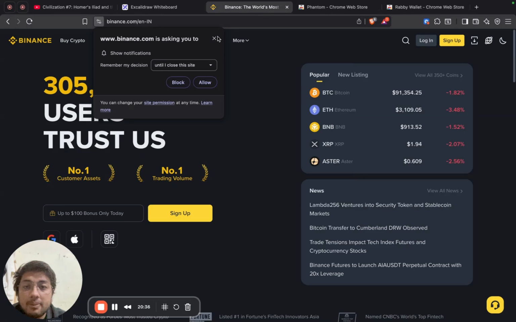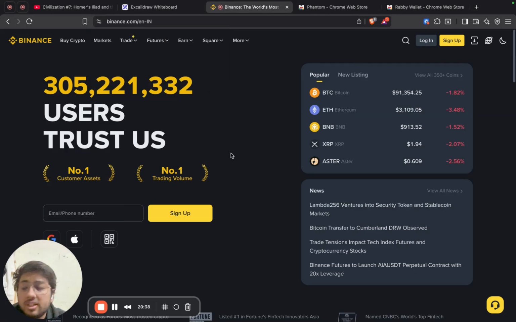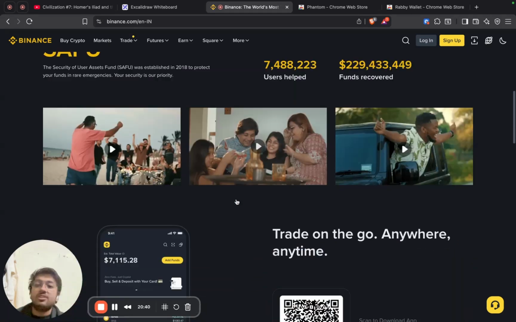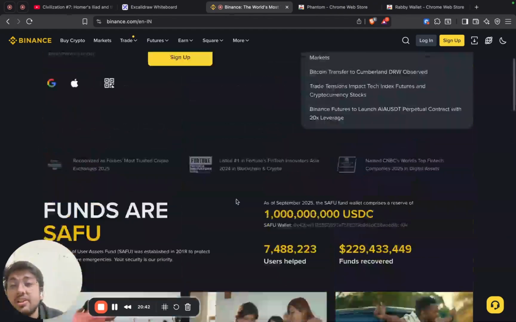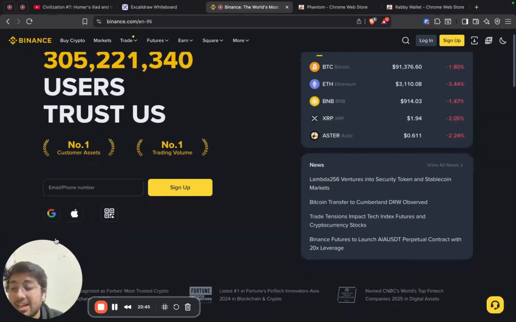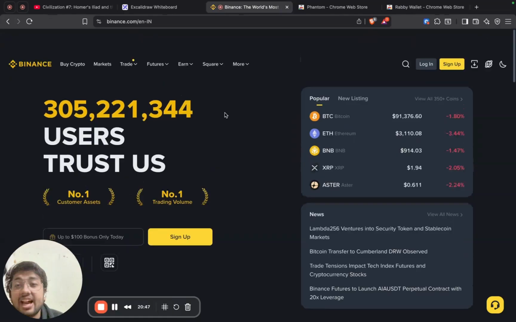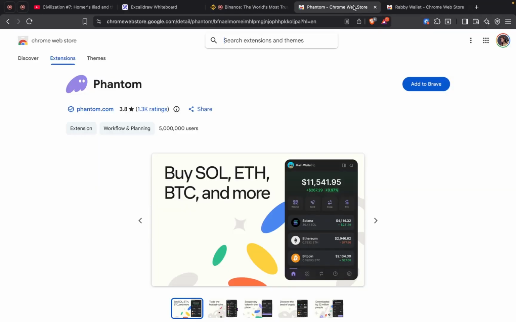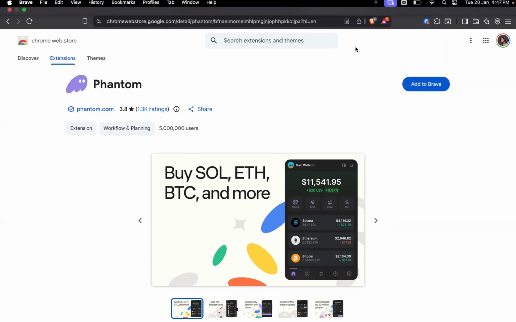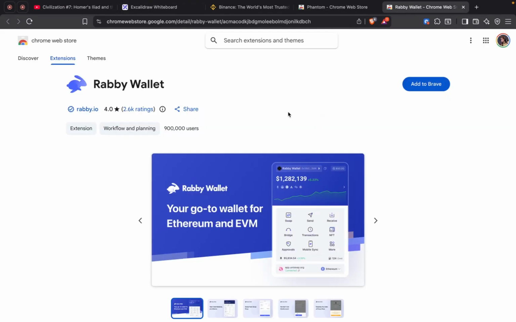Let's start with Binance. So this is how Binance looks. This is the page. We have to sign up. We can sign up directly through Google, do our KYC, and start using the platform. This is Phantom. Phantom is more or less an extension that we'll be downloading. And this is Rabby that we'll be downloading. We'll have tutorials of each and every particular app discussed in this video one by one.